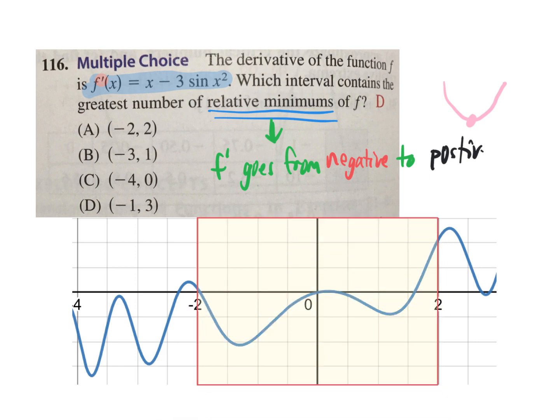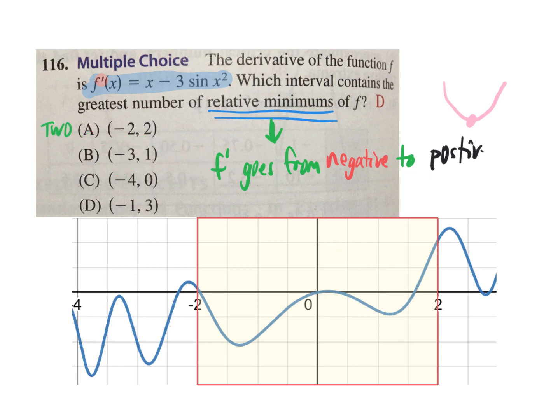So from -2 to 2, we're negative. This slope is negative, negative, negative. Looks like it might become positive here. So it went from negative to positive, which would mean that there's a relative minimum here. That's 1. Negative, negative, negative, positive, 2. There's 2 places where there's a relative minimum on this interval.